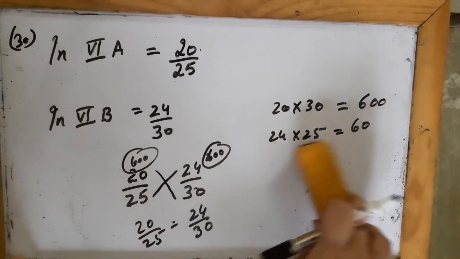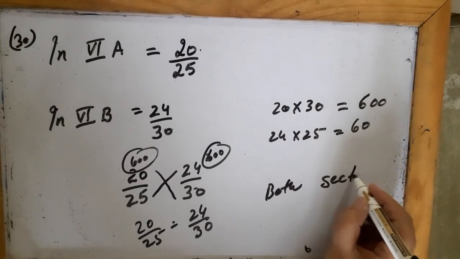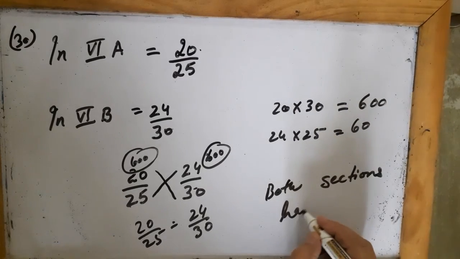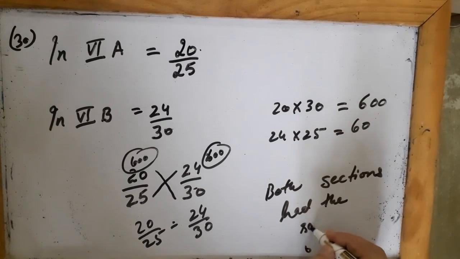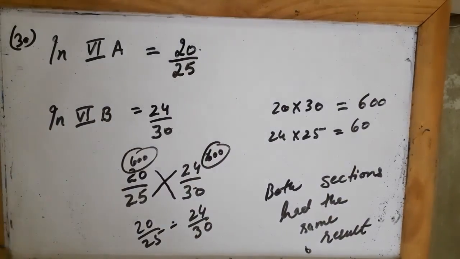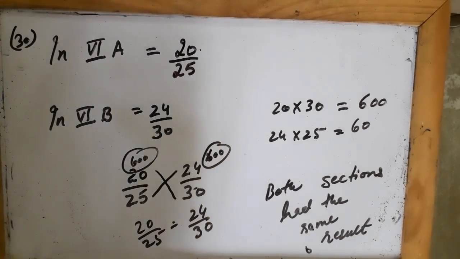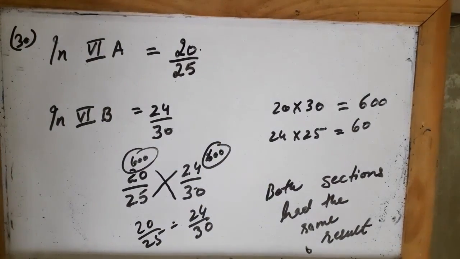So you can say both sections had the same result. So you compare the fractions. You can compare the fractions also by converting these unlike fractions into like fractions, the other method also.